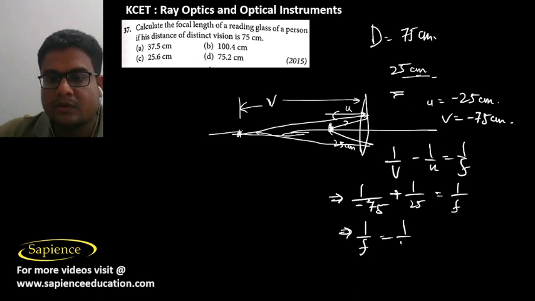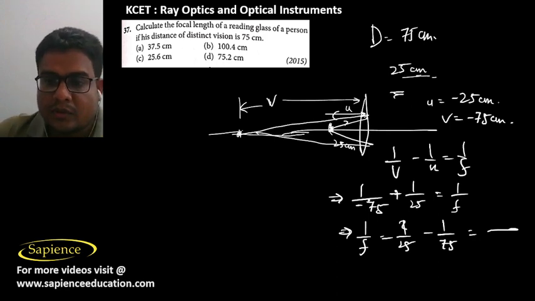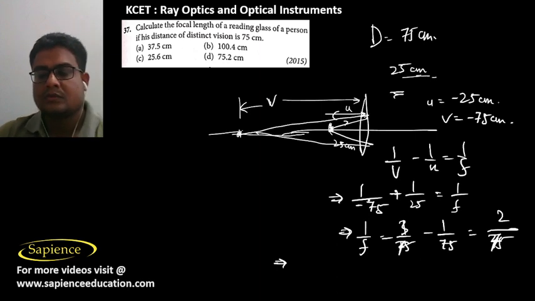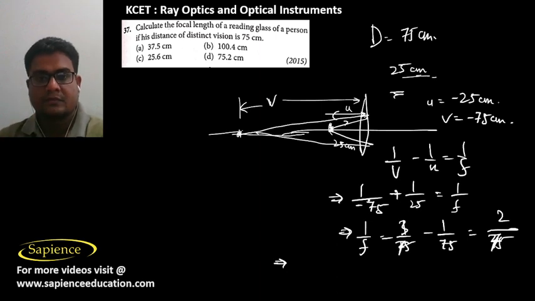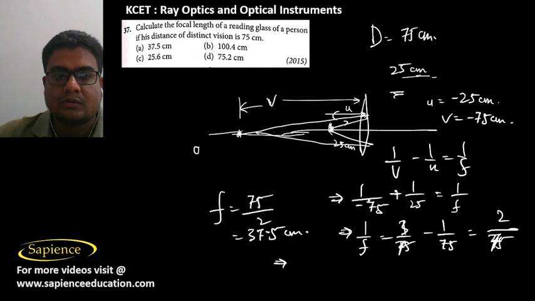1 by f will be 1 by 25 minus 1 by 75. 25 3s are 75, so this will be 2 by 75. So the focal length should be 75 by 2, that is 37.5 centimeters. So option A is the correct answer.